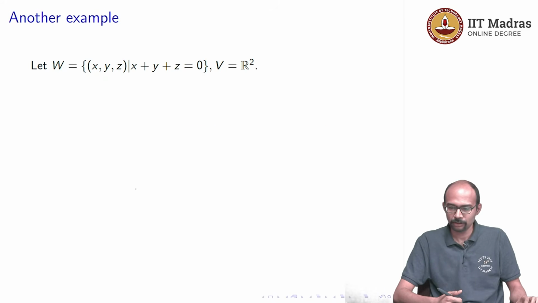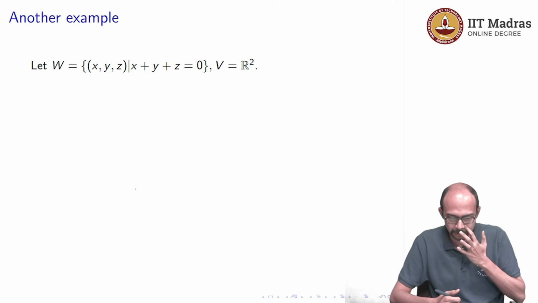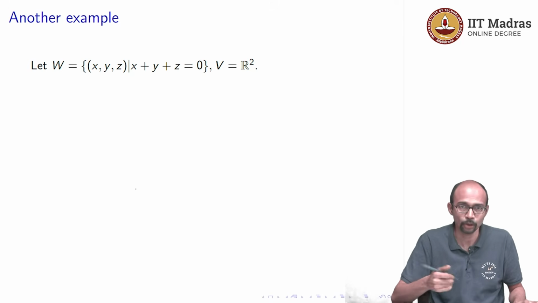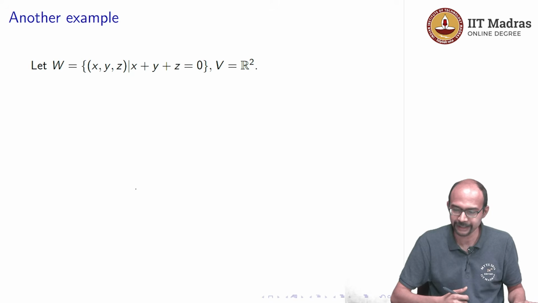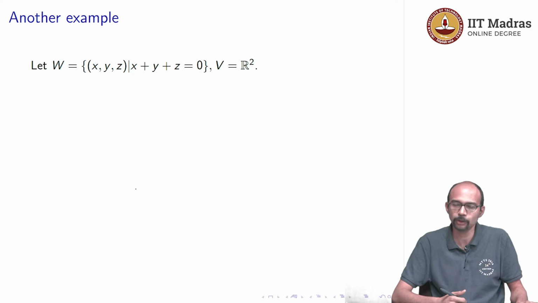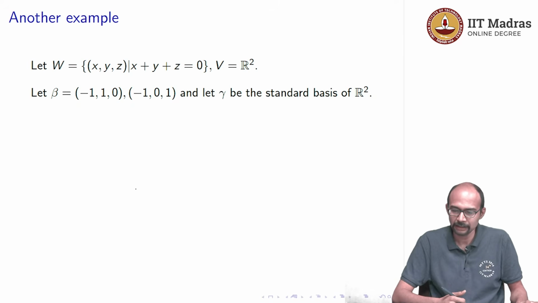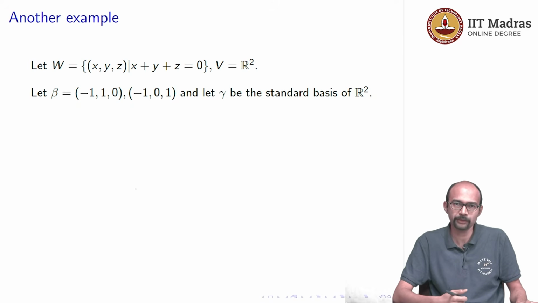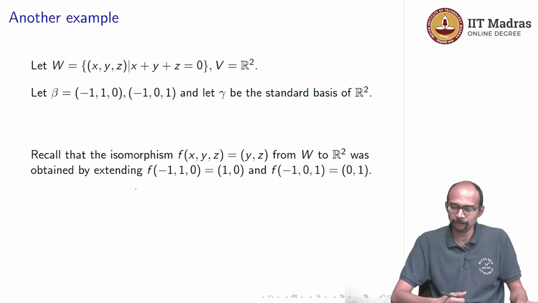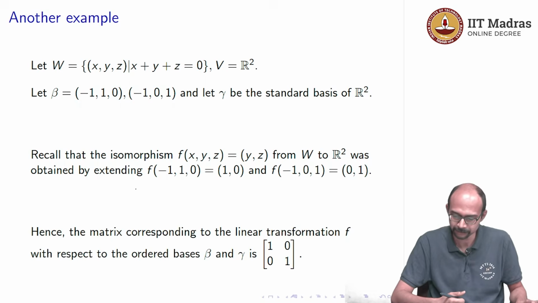So, let us do an example, not of the correspondence, but of getting the matrix and so on. Let W be the set of (x, y, z) such that x plus y plus z is 0, we have seen this before, and V is R2. Let beta be the same ordered basis that we saw before, and gamma be the ordered standard basis. We had an isomorphism with f of (-1, 1, 0) equal to (1, 0) and f of (-1, 0, 1) equal to (0, 1). This was a projection to the yz plane.